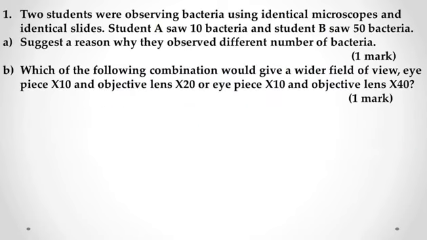Our first question: two students are observing bacteria using identical microscopes and identical slides. Student A saw 10 bacteria and student B saw 50 bacteria. A: suggest a reason why they observed different numbers of bacteria, 1 mark. And the other question: which of the following combinations would give a wider field of view? Eyepiece times 10 and objective lens x20, or eyepiece x10 and objective lens times 40.